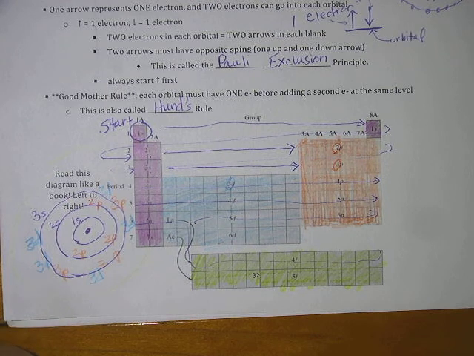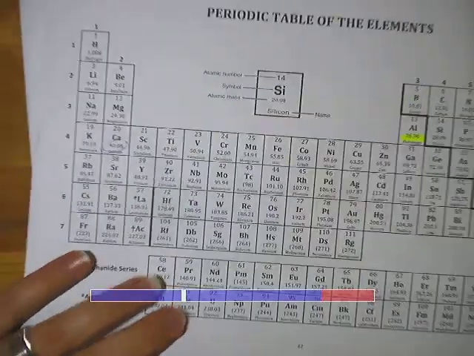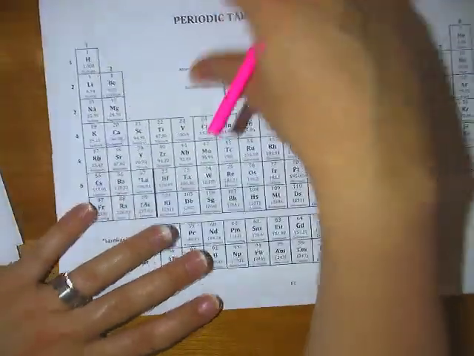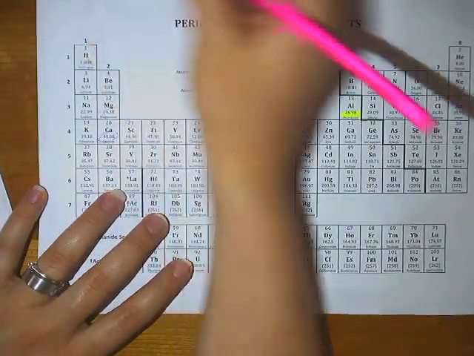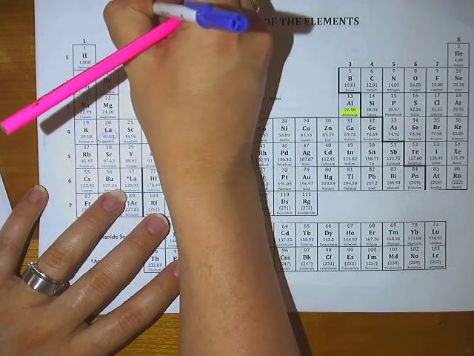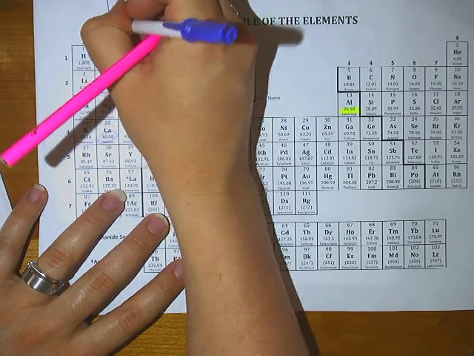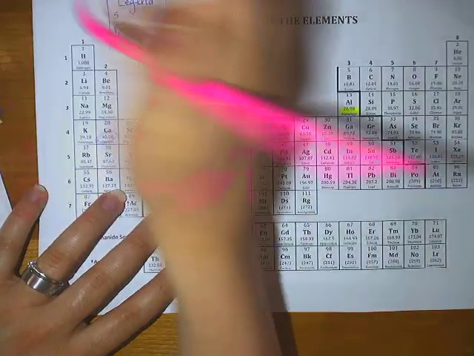So now what I want you to do is I want you to go to your periodic table that's on the back of your book. I want you to color code that as well. So I'm going to go ahead and do mine. You use your colors. I used pink for S. So I'm going to draw myself like a legend. S, P, D, F. My S's are pink.